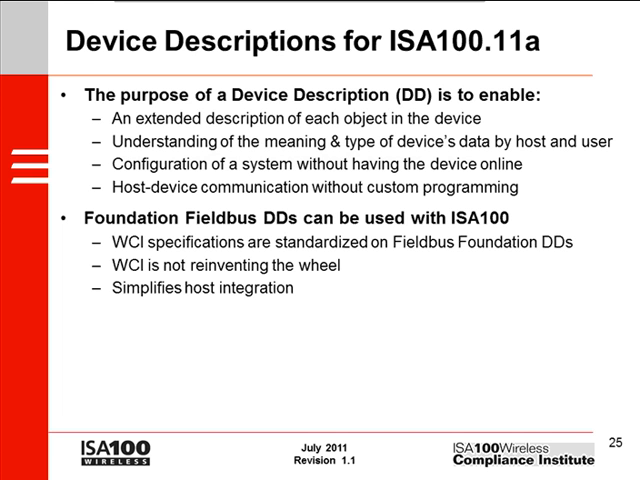DDs enable the system to be configured without having the device online. And generally, a DD opens up host-device communication without custom programming, even if the device has custom features. All of this should be very familiar territory in the process business, and there are already standards to cover this. There is no reason for WCI to reinvent the wheel, and this is a good opportunity for another set of WCI glue specifications. The result is that Foundation Fieldbus device descriptions can be used with ISA100. You can already see this working in ISA100 products, and DDs are already simplifying host integration.